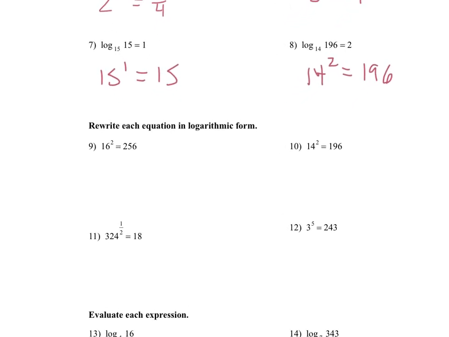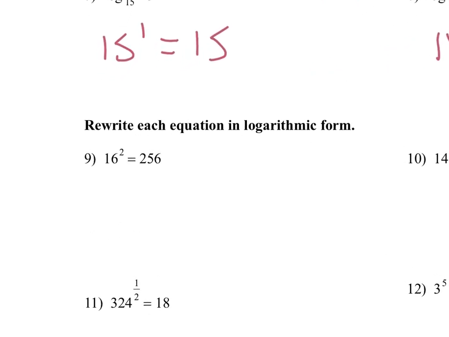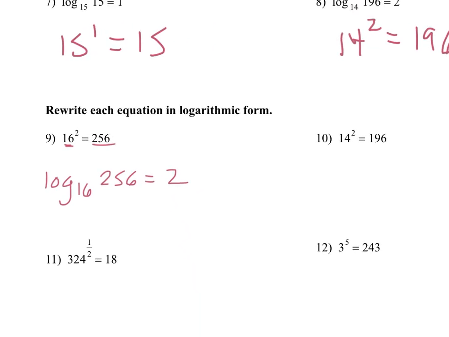All right, number 9. Rewrite each equation in logarithmic form. So we're doing the same thing that we did up top, but in reverse. So our base goes into the basement, so log base 16. Next we write our answer, which is 256, and then that's equal to our exponent, which is 2. Number 10, we write our log, base goes into the basement, then we write our answer, 196, and that's equal to our exponent, which is 2.